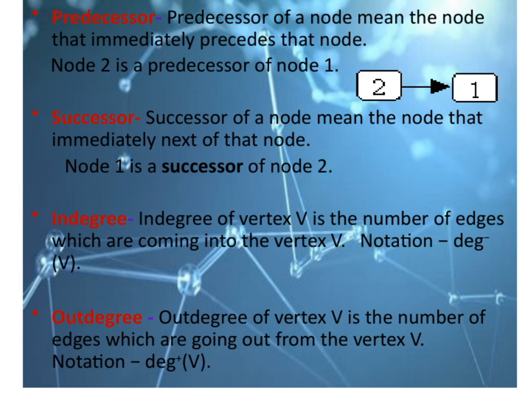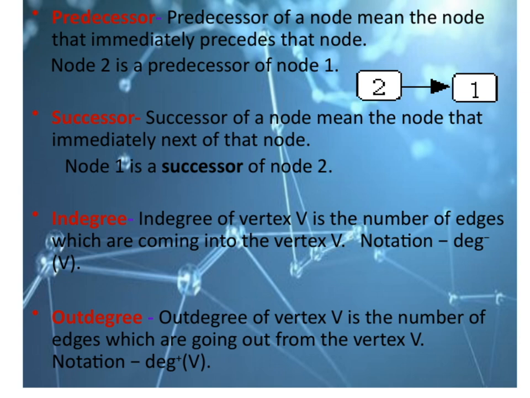Next, let's talk about in-degree. The in-degree of a vertex V is the number of edges that are coming into that vertex. Think of it as how many connections are directing traffic into the node. We usually denote this as deg minus V. It's a key measure to understand how much a node is influenced or affected by other nodes.